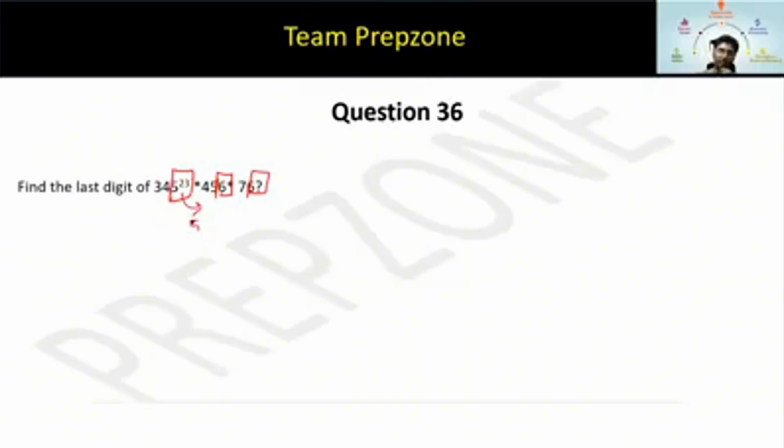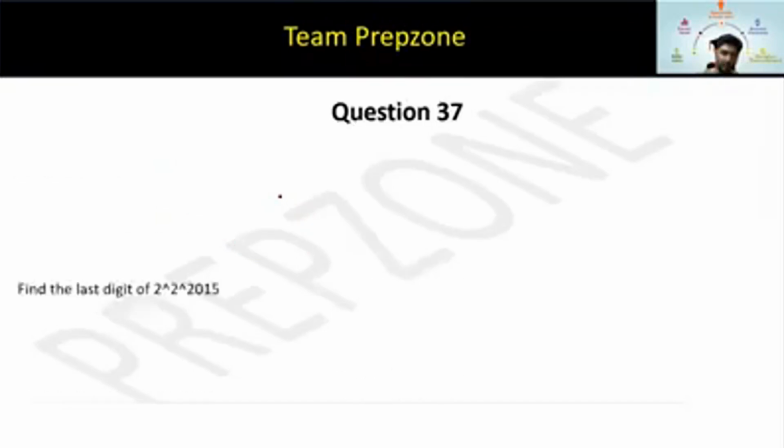This will be 5 only, because why? The cyclicity of 5 is what? Every time it gives you 5. So the cycle is 1. So 5 into 6 is 30. Hence the last digit is 0. I hope this is clear to everyone. Let's go to the next question.